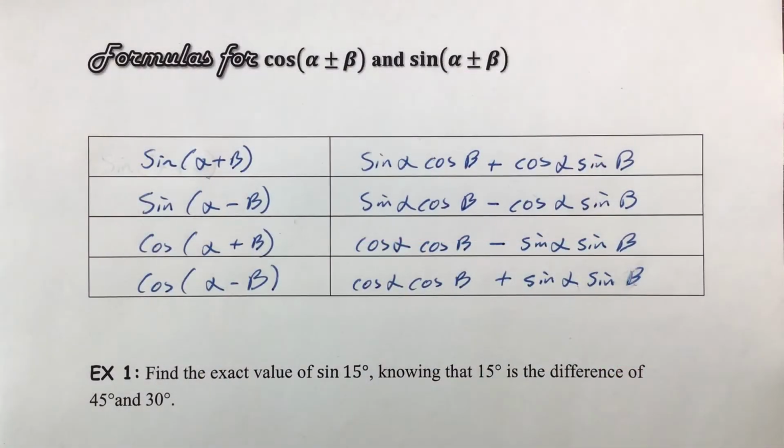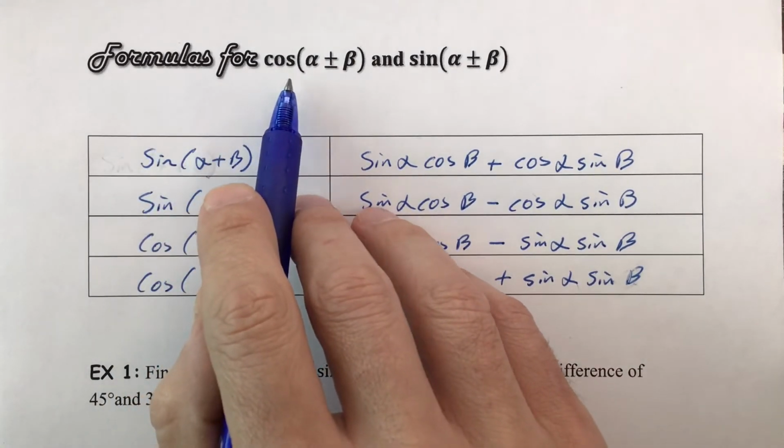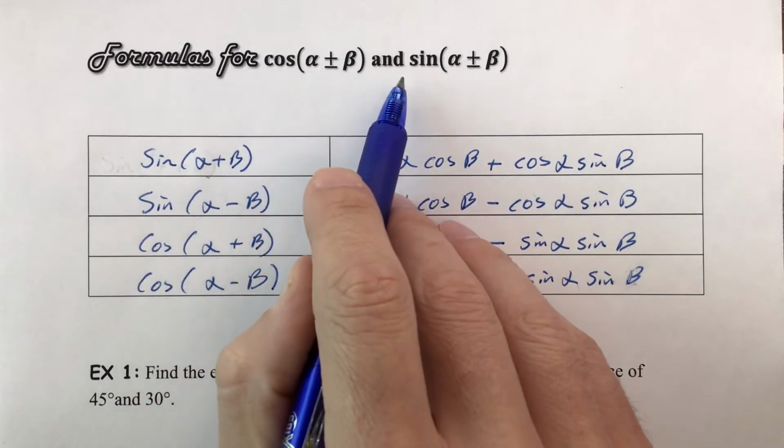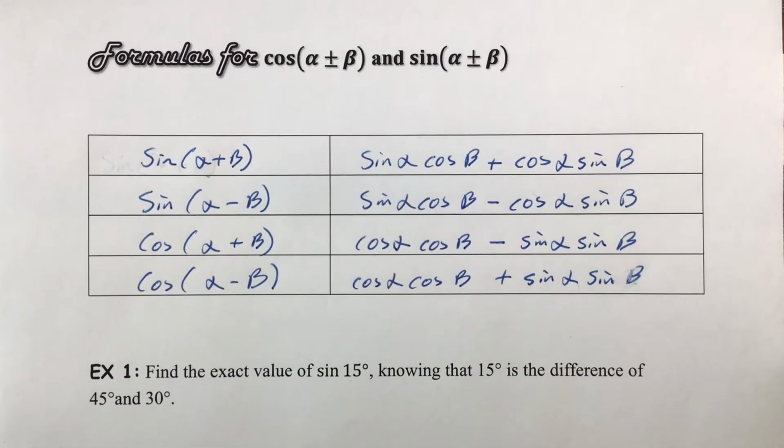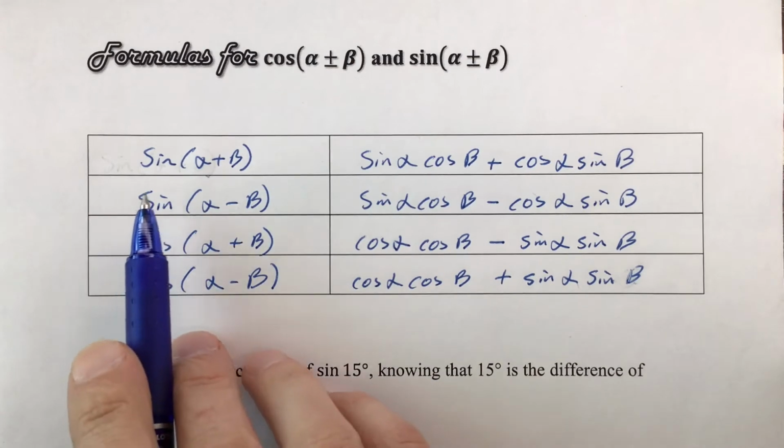In this video, we're going to be looking at how we can take the angle measurement within the sine or cosine function and treat it as the sum or difference of two other angles. So the title that we have here is Formulas for the Cosine of Alpha plus or minus Beta and the Sine of Alpha plus or minus Beta. So I have here all the different combinations that we could be looking at.